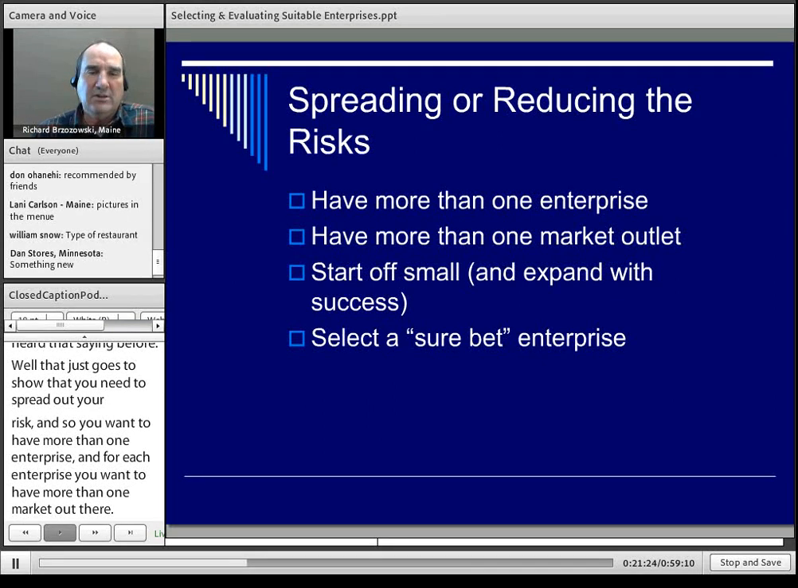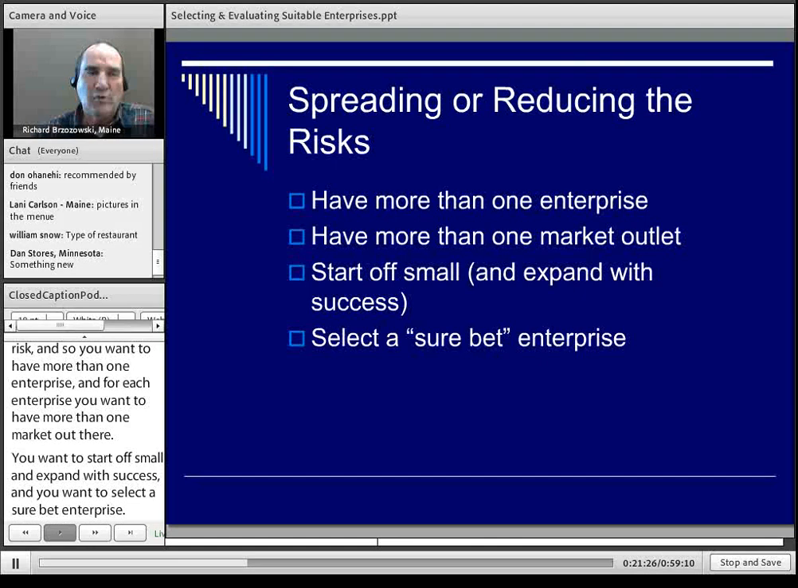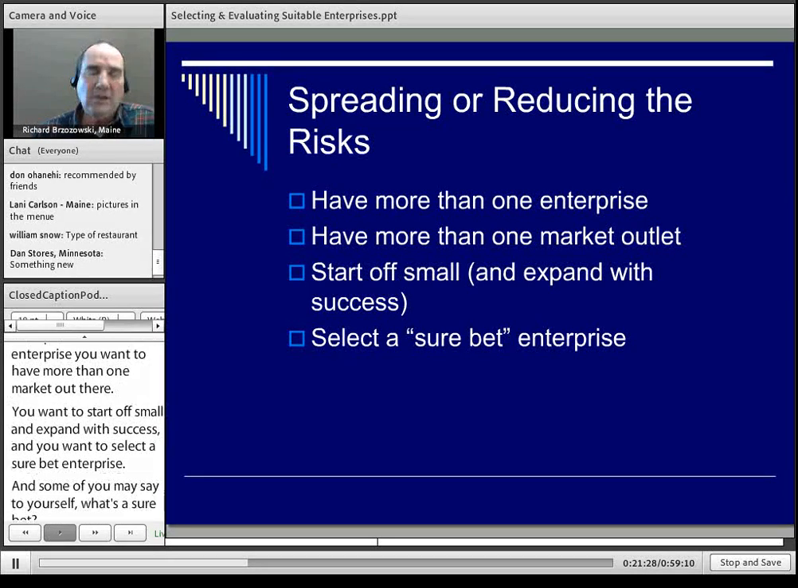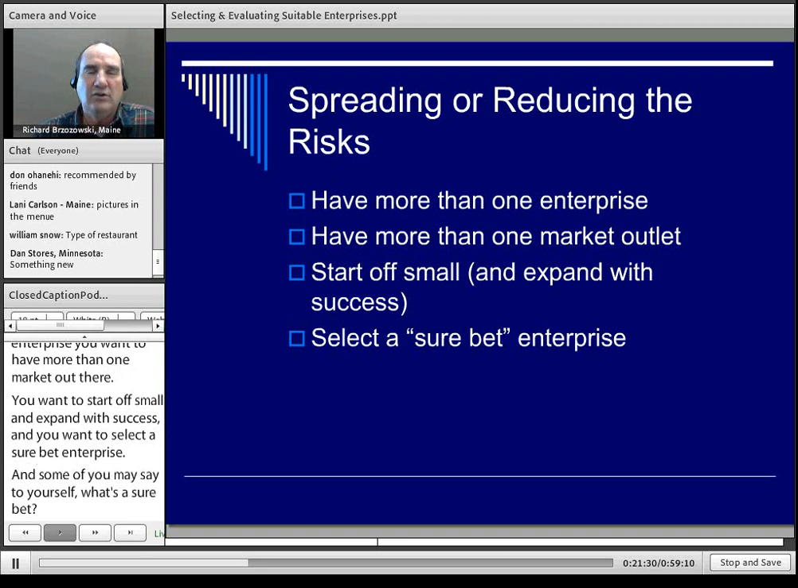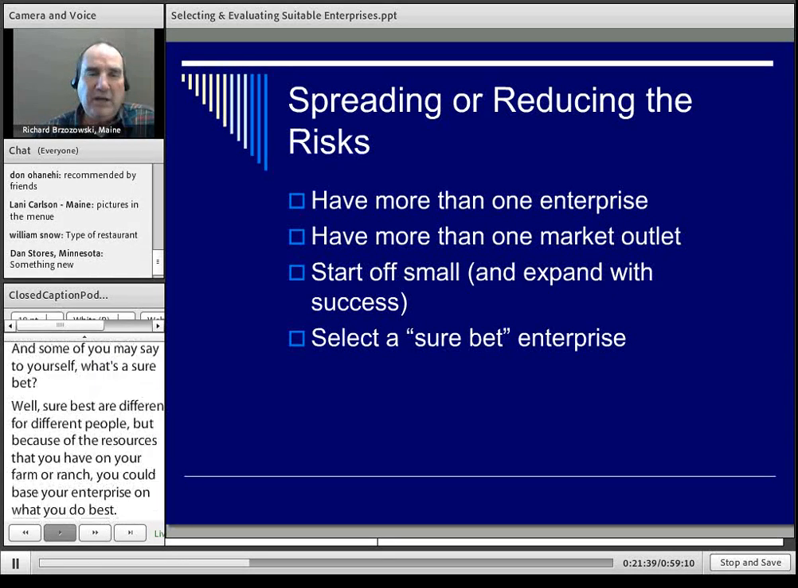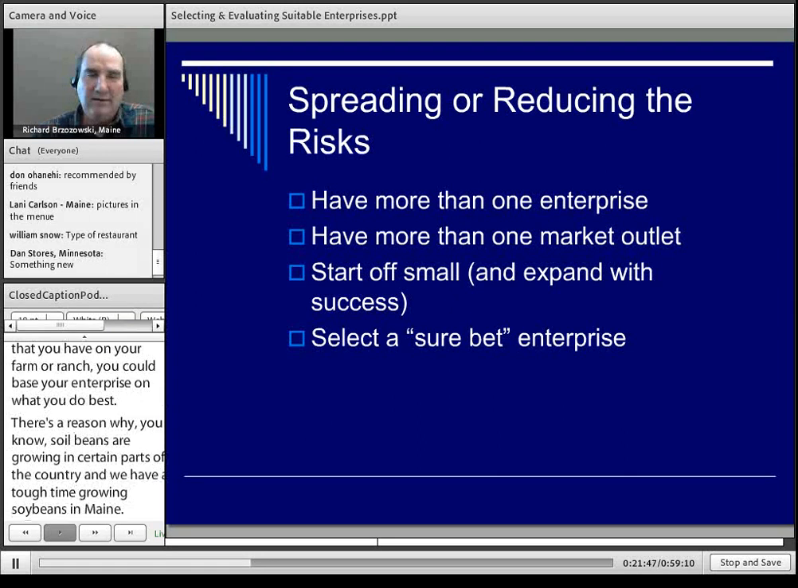But because of the resources that you have on your farm or ranch, you could base your enterprise on what you do best. There's a reason why soybeans are grown in certain parts of the country. We have a tough time growing soybeans in Maine. We can't grow pecans in Maine. They can grow peanuts in the south, but we would have a tough time doing that here in Maine. So our climate, our soil, all that comes into play in selecting an enterprise.